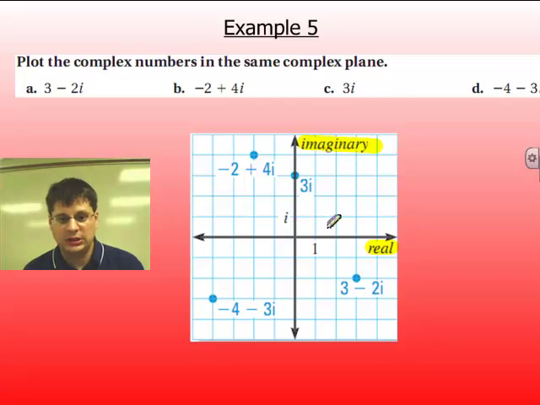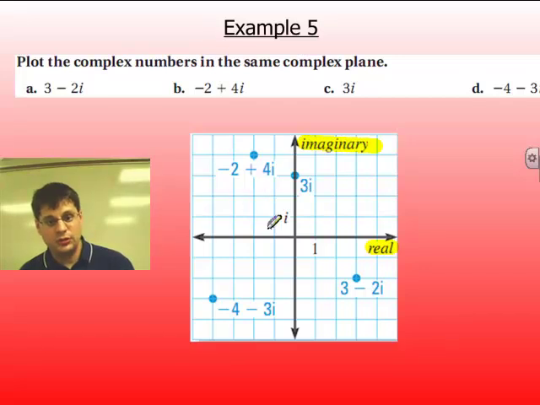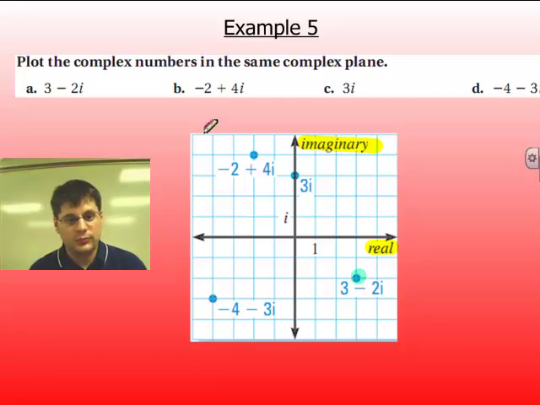our horizontal axis is just numbered off 1, 2, 3, 4, just like we would with the Cartesian plane. But our imaginary one is going to be slightly different. We have 1i, 2i, and 3i. So for 3 minus 2i, I would go right 3, and that's going to take care of the real part, and then we go down 2. So that would be our point there.